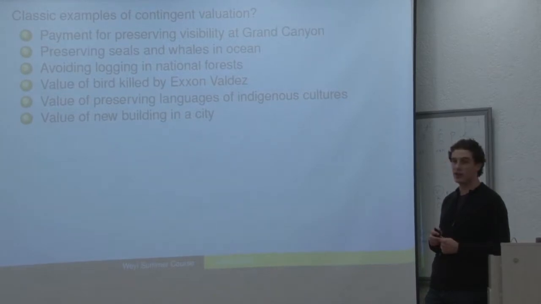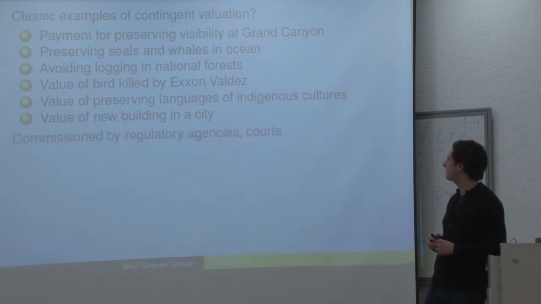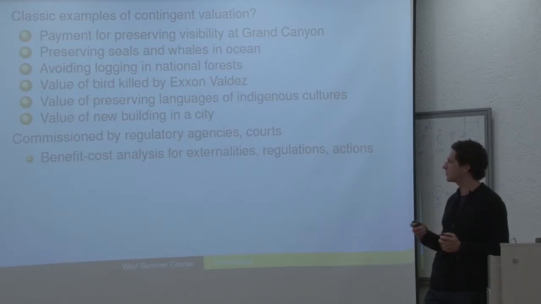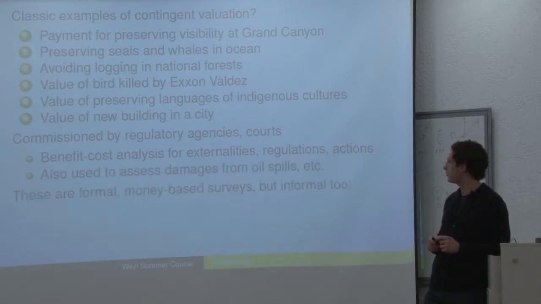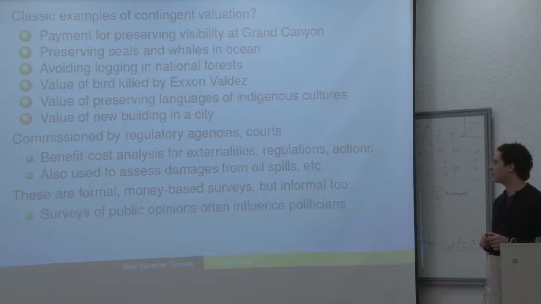Value of creating a new building that will bring some externalities to people because it's beautiful or ugly in a new city. And these are often commissioned by regulatory agencies, courts, and so forth, and they play an important role in benefit cost analysis for externalities, regulations, actions, et cetera. And they're also used to assess damages from oil spills and so forth. So these are formal money-based surveys, but they can also be done more informally.